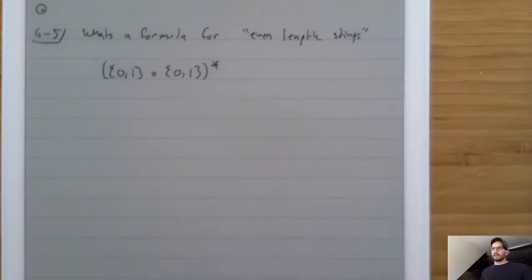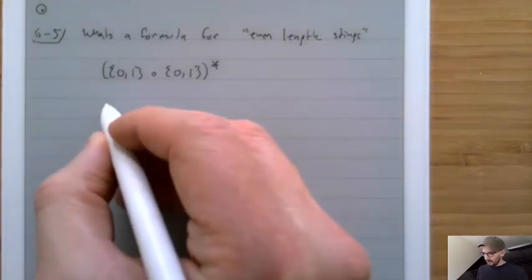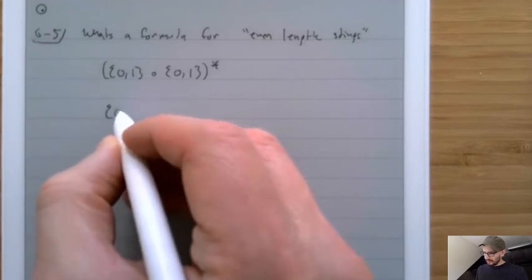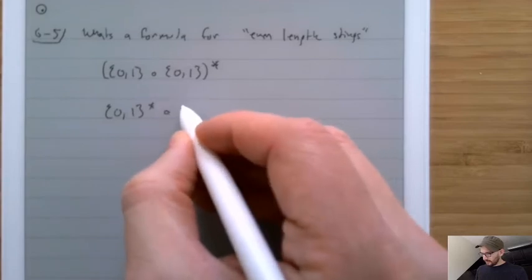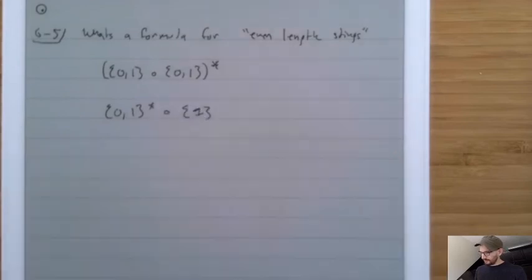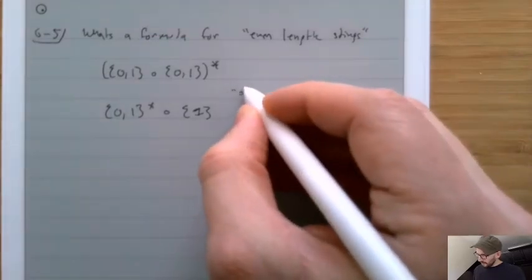Now you may ask, okay, what is the formula for strings that are odd length? Strings that are odd length would be this: (0, 1) star, circ 1. So that would be an example of odd numbers.